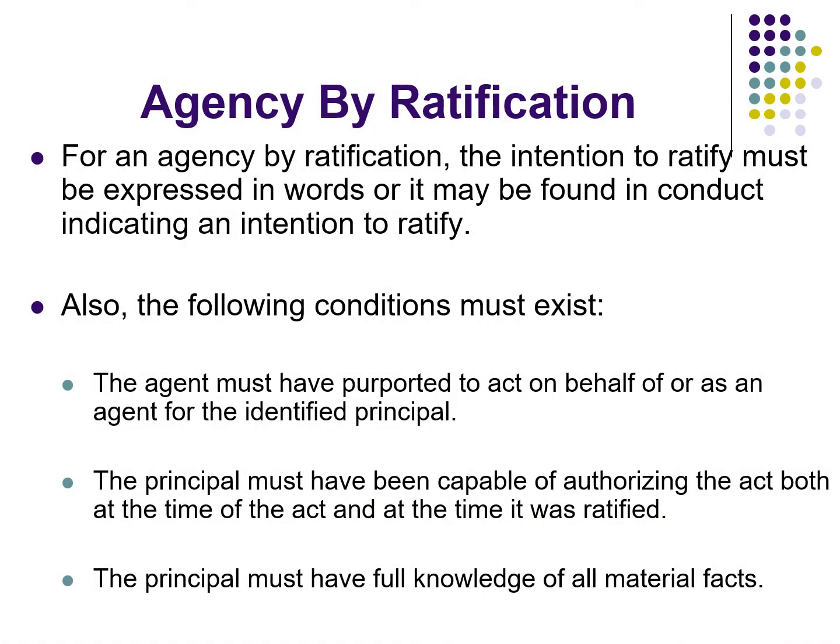So let's review again, agency by ratification. Hopefully these examples have shown you. With ratification, what happens is that you have an agent who either lacks authority or they act beyond the authority that they were given. This can still bind the principal if the principal is aware of the facts of the contract.